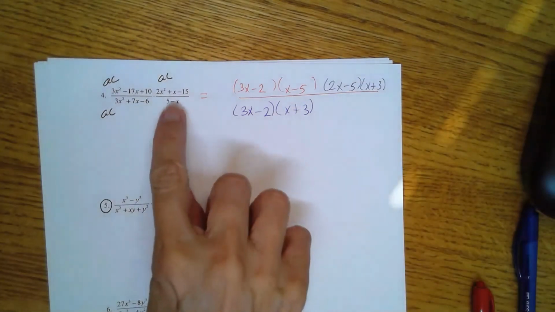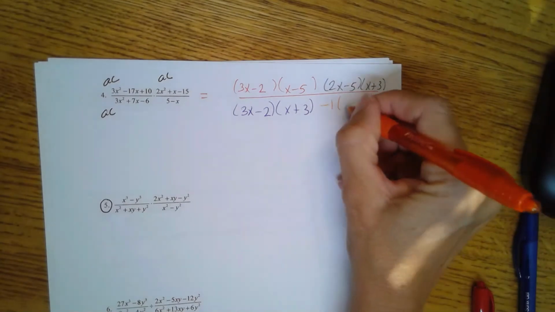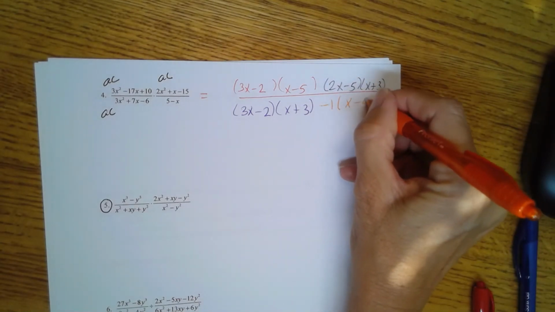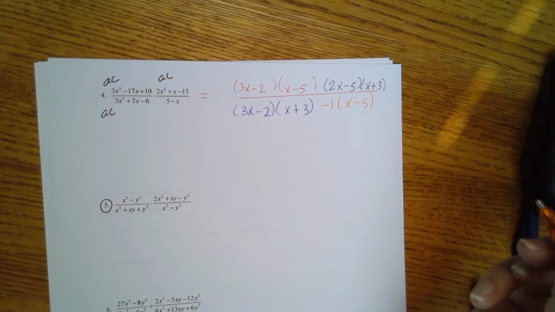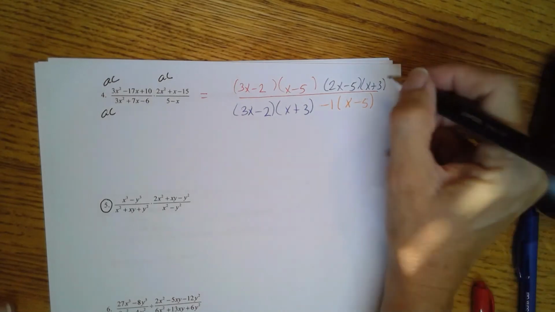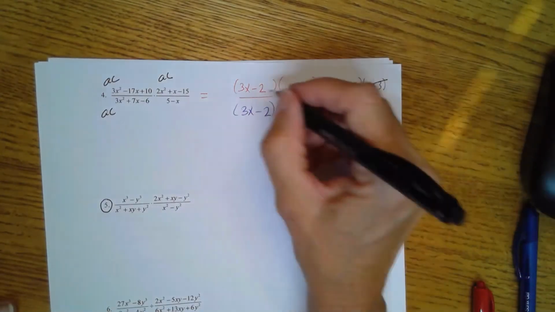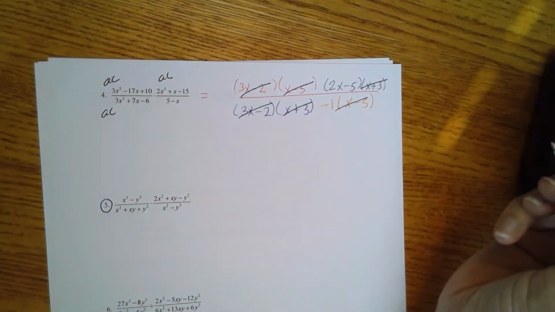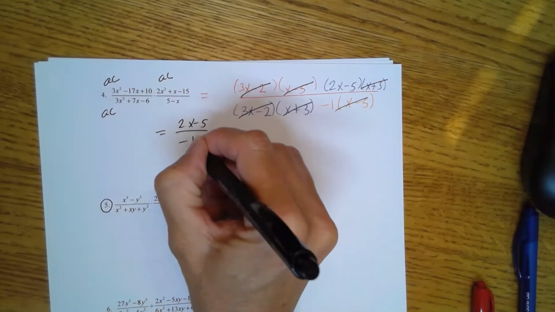And I can see that this is that -1 trick, so I'm going to factor out a -1, and I'm going to be left with x minus 5. So I'm going to take out that -1 trick so I can get an x minus 5. Now I'll divide out any common factors that appear on top and bottom. The x plus 3's are gone, x minus 5's divide out, and 3x minus 2's divide out. So what I'm left with is 2x minus 5 all over -1.